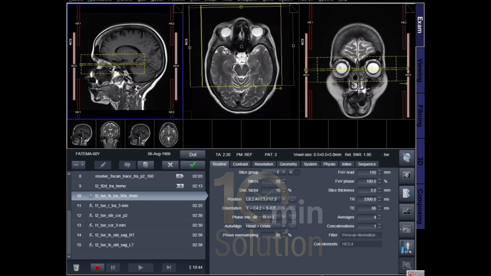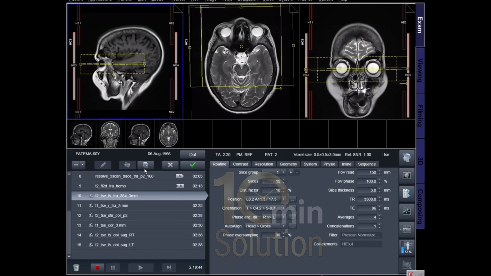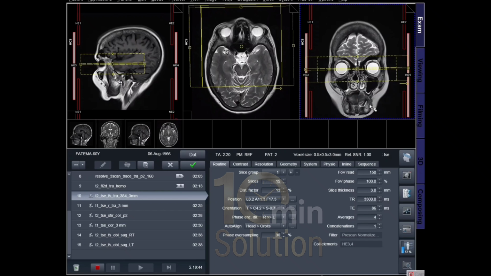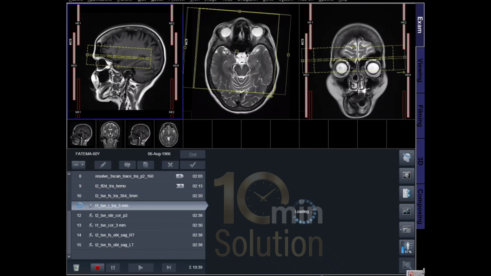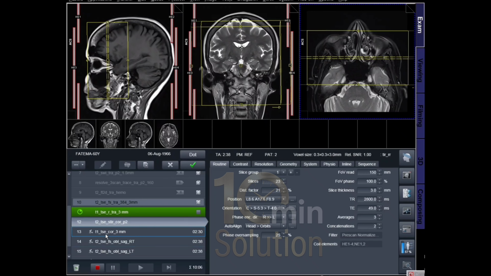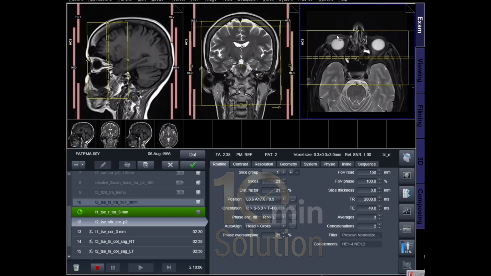First of all, I check the sagittal image, look, and now I change the distance factor, and now I check the coronal image. Okay, now I again check the sagittal image and showing here the parameters. Now then apply. Okay, now the next protocol and now the next planning.